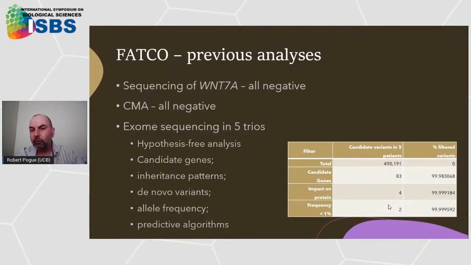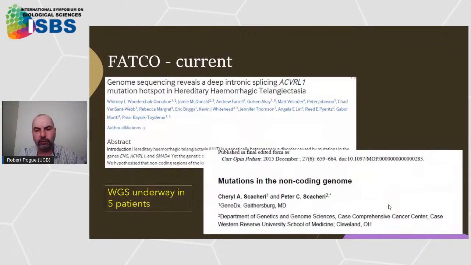However, none of these 2 variants was present in more than one of our patients, which decreased our confidence in any one of them. And also, even though they did fall into candidate genes, neither of the genes involved was a really strong candidate for this type of phenotype. And so after sequencing 5 trios for the complete exome, we were still none the wiser as to the potential genetic variant that might be causing Fatco syndrome.